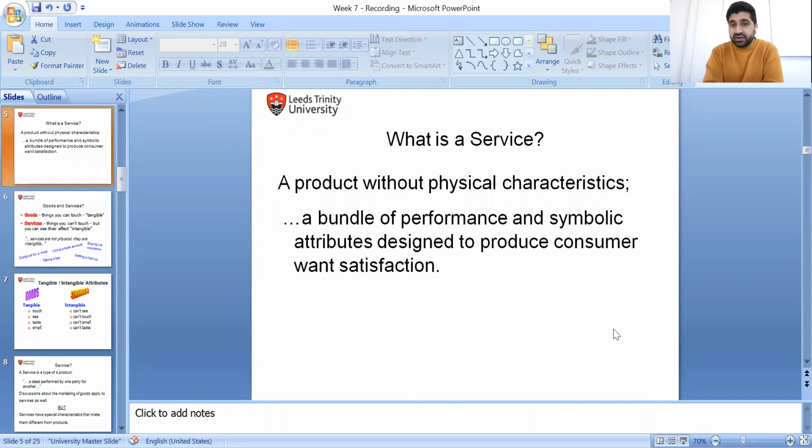So a product without physical characteristics is called a service. A bundle of performance and symbolic attributes designed to produce a consumer's want satisfaction. So basically, a service is a kind of product without a physical characteristic. In the next few slides, we will be able to differentiate between product and service.